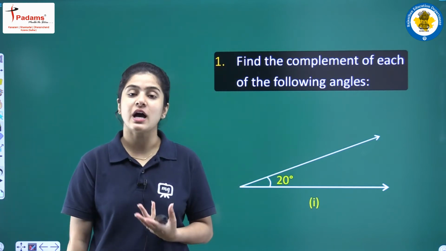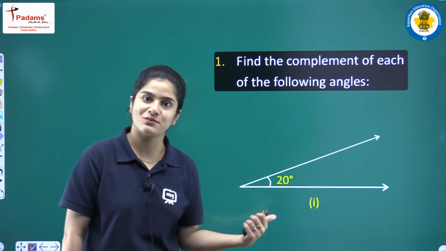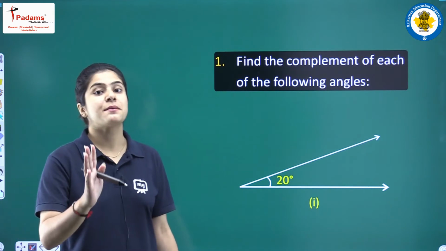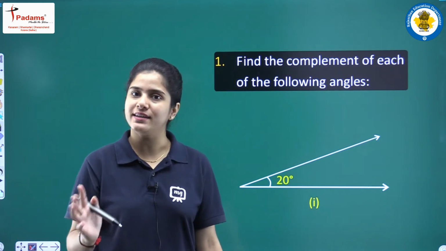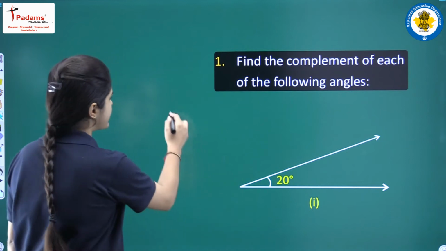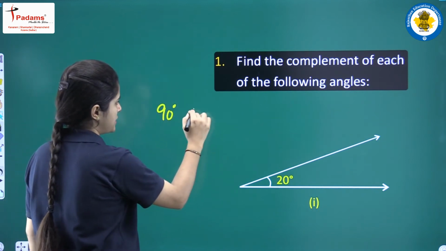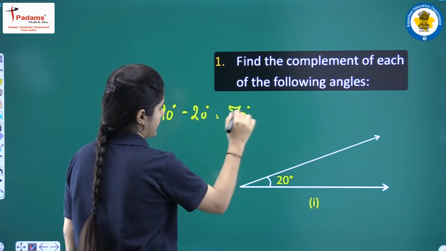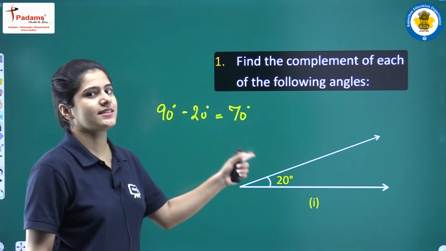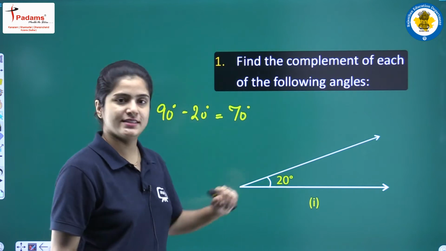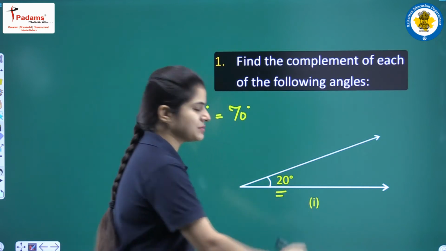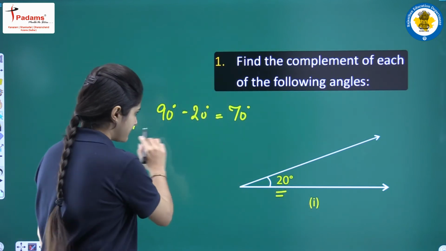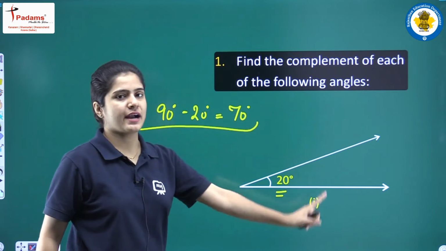So now students, how do you find the complementary angle of this 20 degree? You will subtract this 20 degree from 90 degree. We subtract 90 degree and 20 degree and the result is 70 degree. So this 70 degree is the complementary angle of 20 degree.